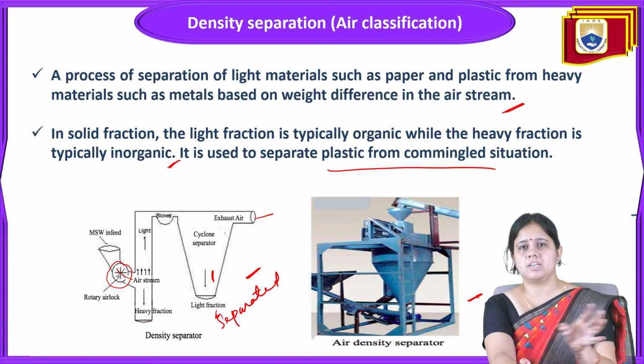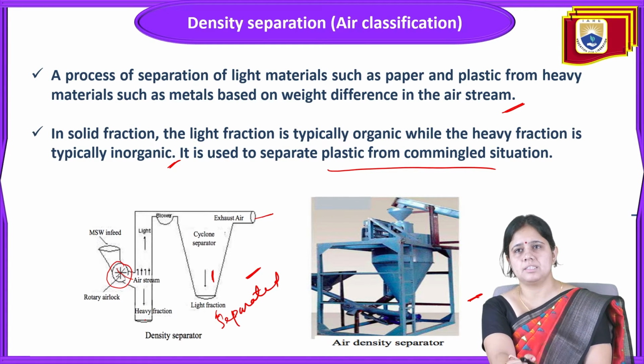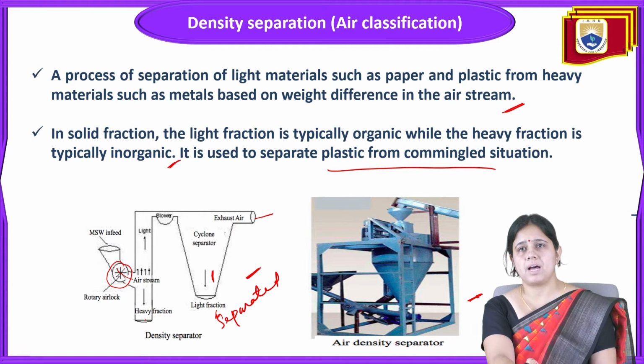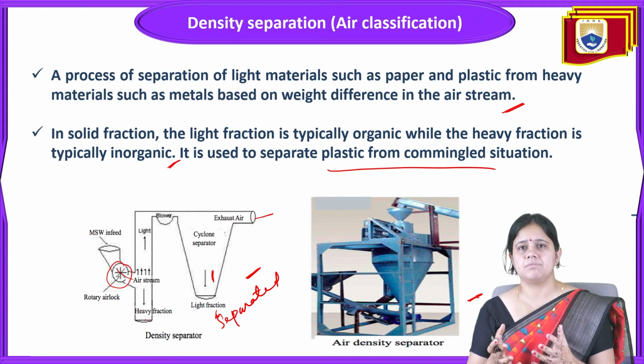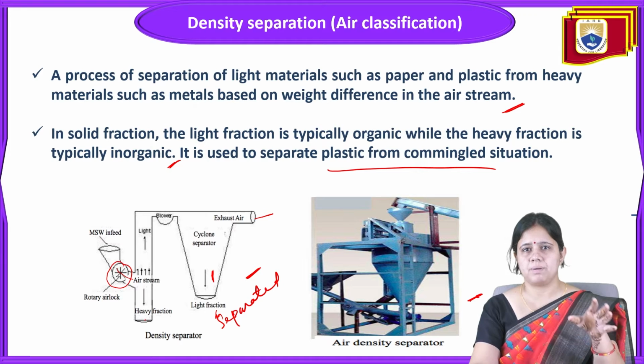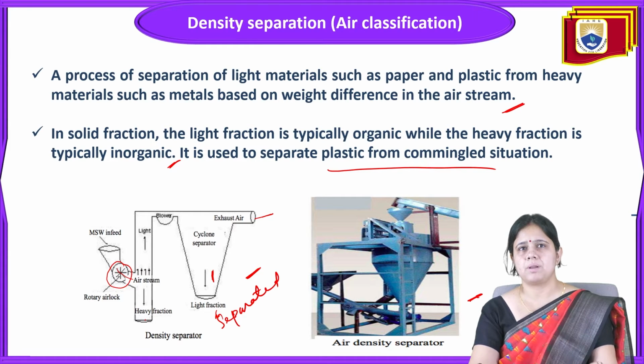So the light fraction and heavier fraction will be separated, and this is basically used to separate plastic from a commingled, mixed situation. If many mixed wastes are there and we want to separate only plastic, then this air density separator should be used. It will separate the plastic from the mixed waste. This is basically used for lightweight material like paper or plastic from heavy materials like metal, based on weight difference in the air stream.